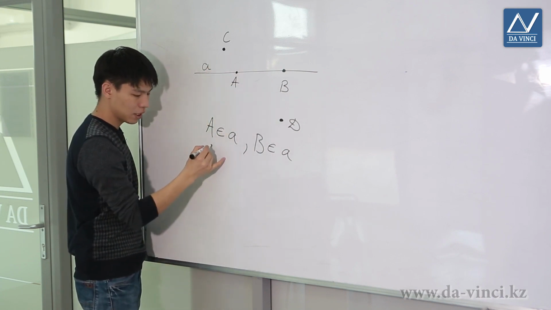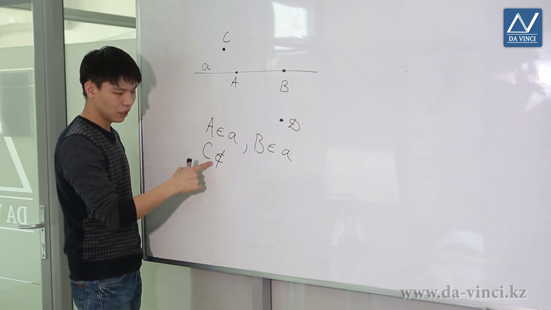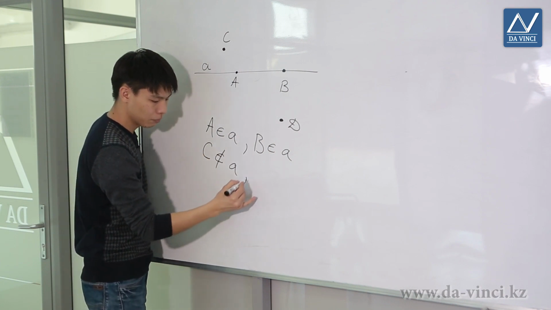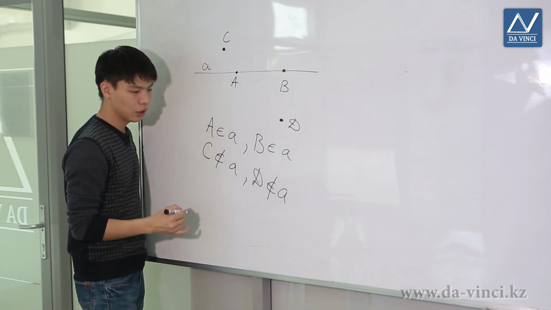If we state that point C is not on line a, we can express it as follows. The sign indicating belonging is crossed out. Point C does not belong to line a. Additionally, point D also does not belong to line a.